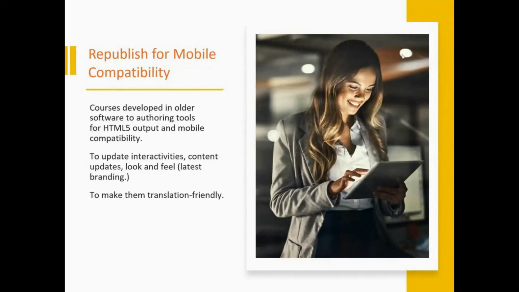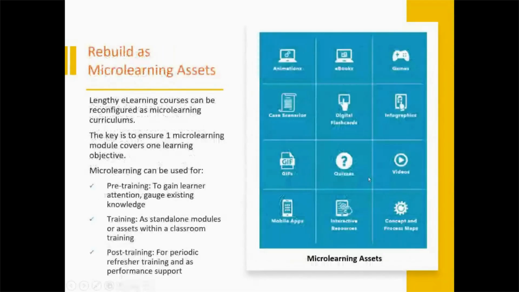So we could update the interactivities, give content a fresh look and feel, so that it reflects even the latest branding, and of course make them translation friendly. So this is one thing that I think is increasingly being focused on by many training departments in most organizations. The third R is rebuilding our courses in the form of micro learning assets.